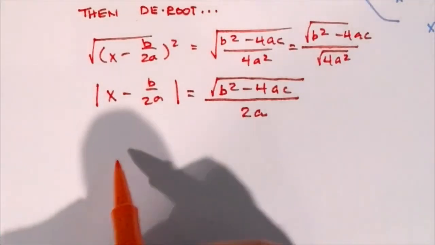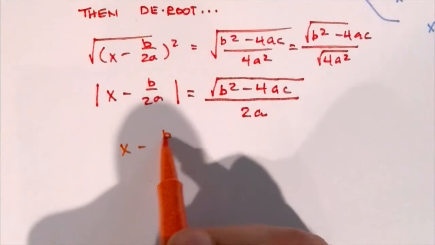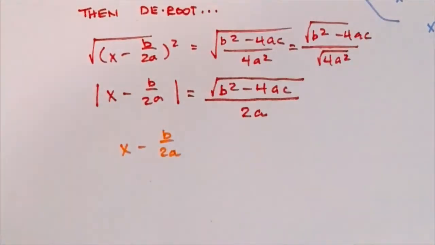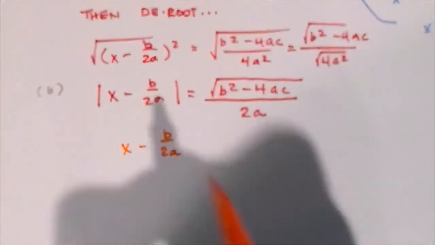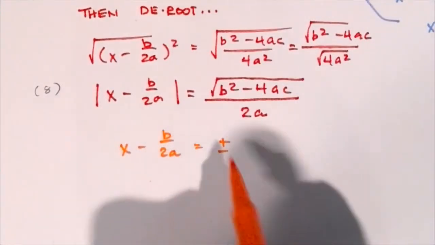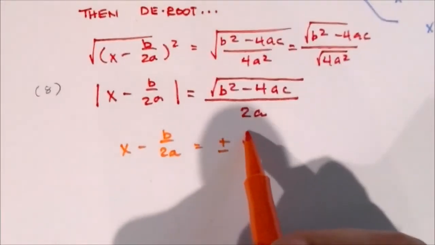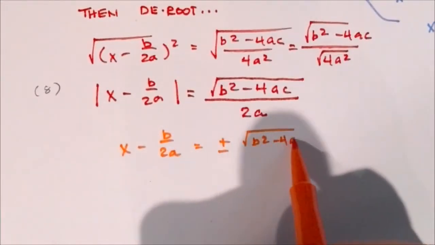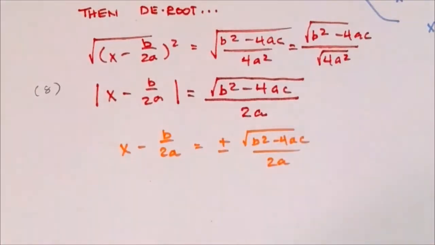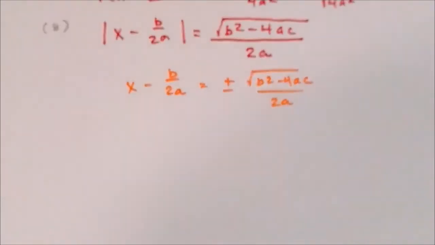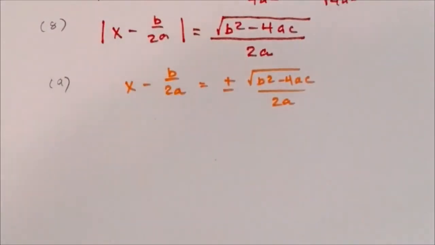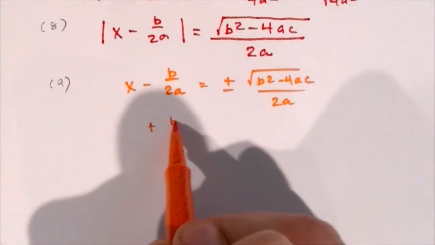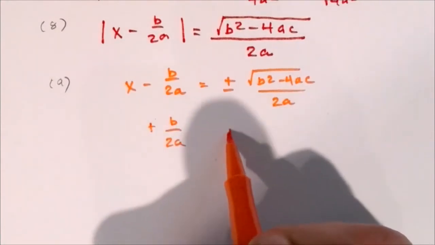Bifurcate. Right? So, x minus b over 2a. I'm sorry, I want to label that last one. This we'll say is step 8. Right? Is equal to plus or minus the square root of b squared minus 4ac over 2a. Right? I can call that step 9, just so I can finish this in 10. Right? Well, how am I going to solve? Well, I would maybe add b over 2a to both sides.